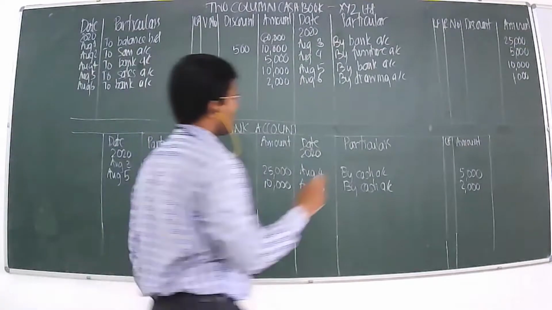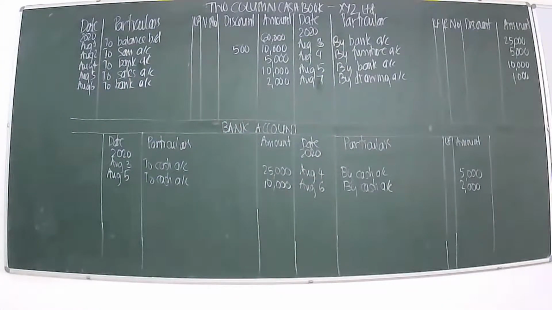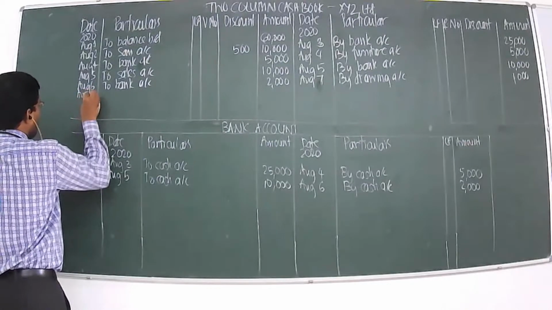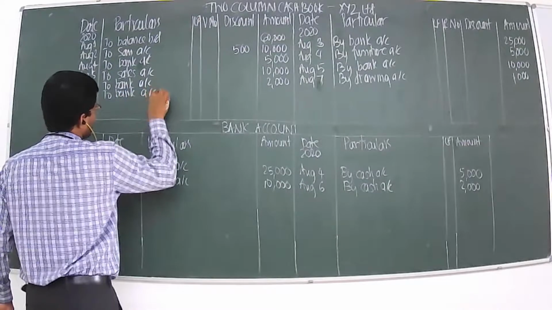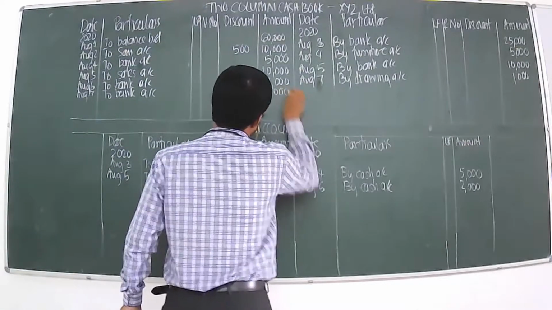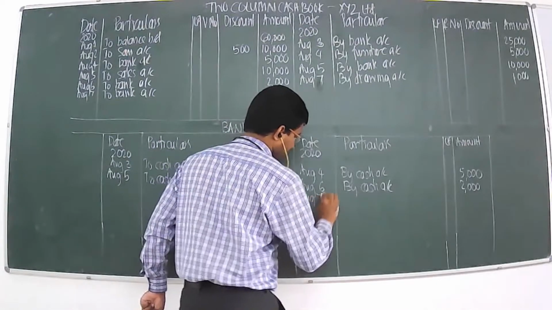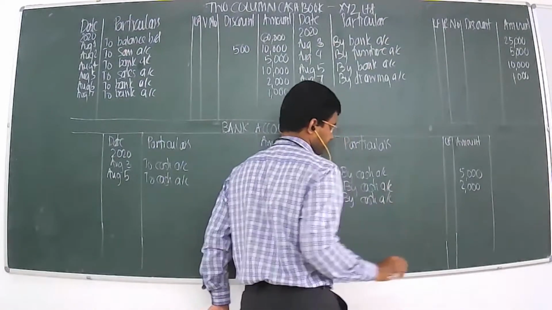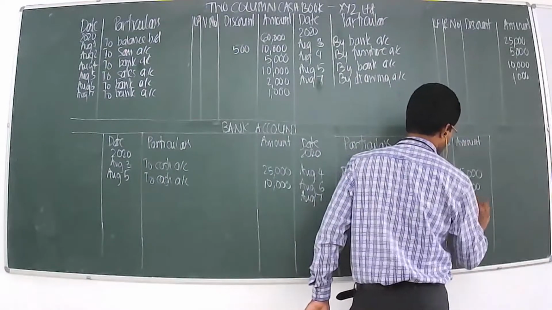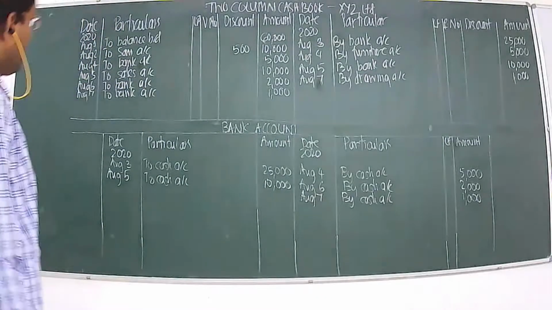Okay, I think I made a small mistake with the date. So this has to be August 7th. This has to be 7th of August. Okay, the transaction date is 7th of August. And here, August 7th to bank account, amount is 1,000. And then here, August 7th by cash account, amount is 1,000. Okay, so we have completed that transaction.